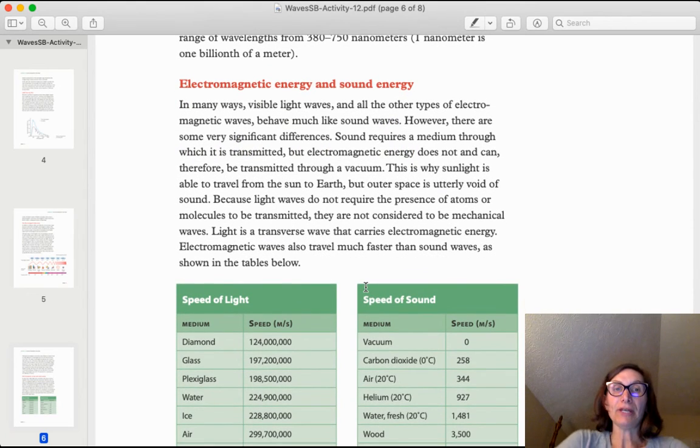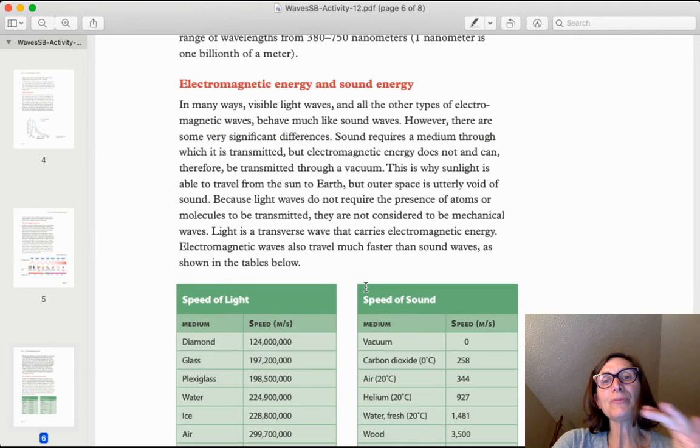Electromagnetic energy and sound energy. In many ways, visible light waves and all other types of electromagnetic waves behave much like sound waves. However, there are some very significant differences. Sound requires a medium through which it is transmitted, but electromagnetic energy does not and can therefore be transmitted through a vacuum. This is why sunlight is able to travel from the sun to the earth.